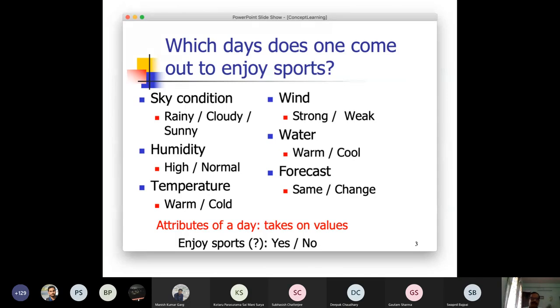So now you tell me, how many possible combinations are there? I mean, how many possible input points are there? 96, I think. 96? So you are just simply multiplying, isn't it? Yes, sir. 3 into 2 into 2 into 2 into 2 into 2. So that would give you 96.